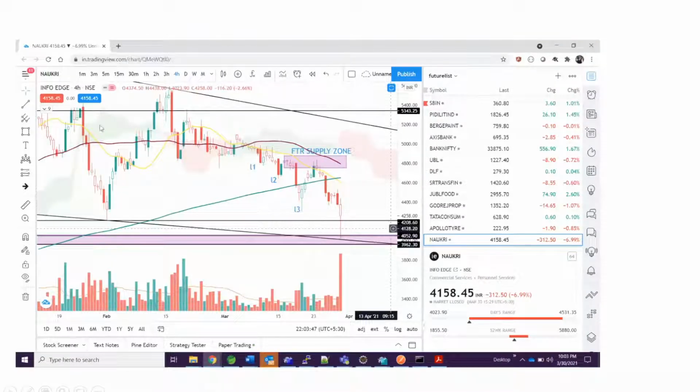Now this is the 4-hour chart. The chart is Naukri Info Edge. You see L1 price, L1 broken, formed L2, L2 broken, L3, and the zone gets formed. Mark the zone. Price retraces back to the zone, selling starts.